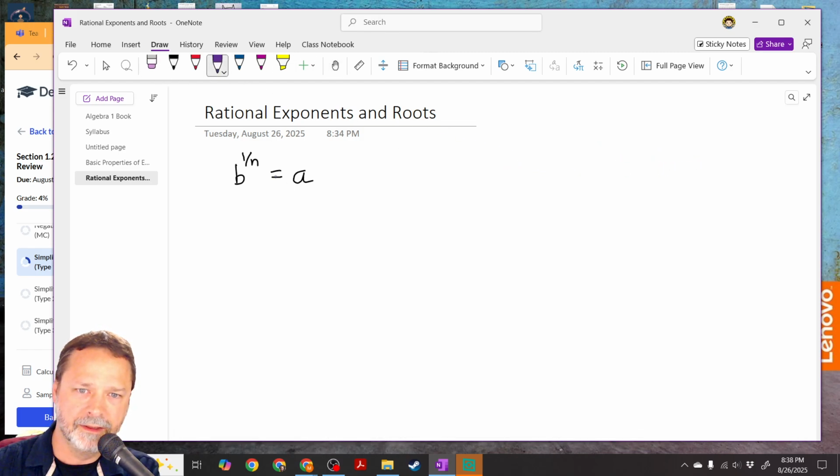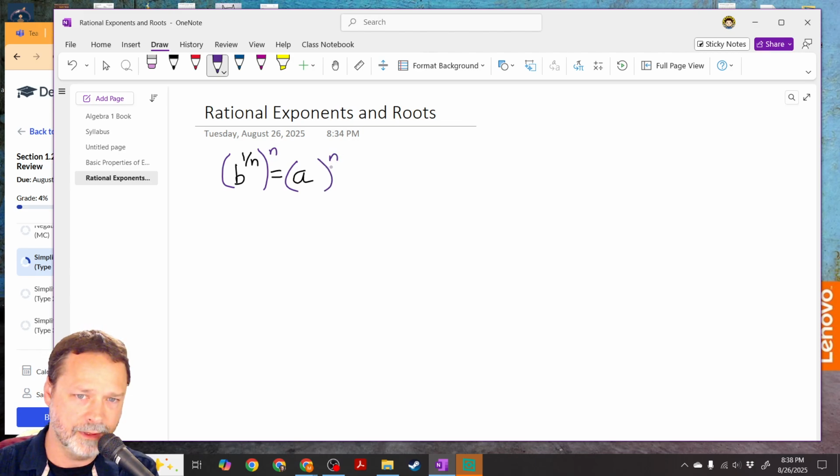We do have this property that if we start with something true, and we raise both sides of the equation by the same power, we will get something that's still true. So in this case, I can raise both sides of this equation by the nth power.